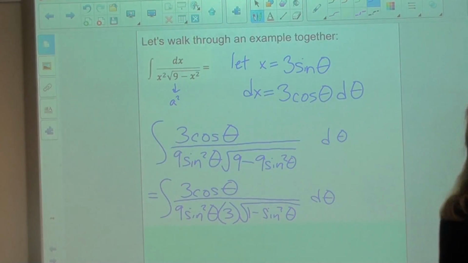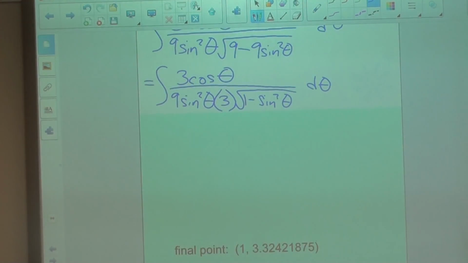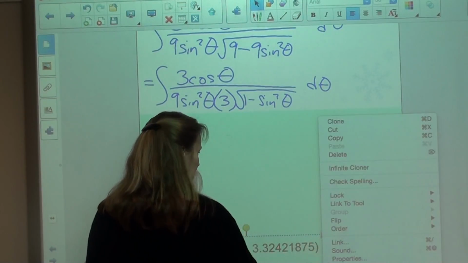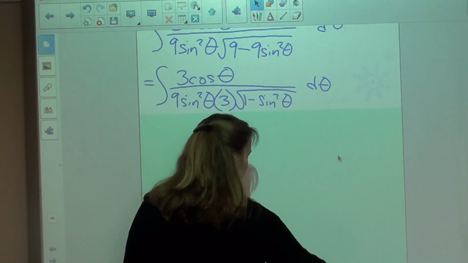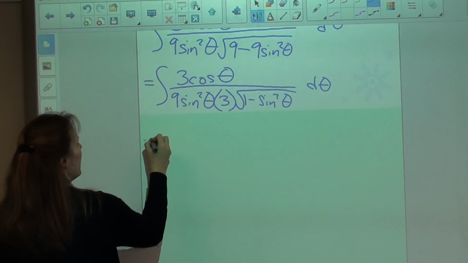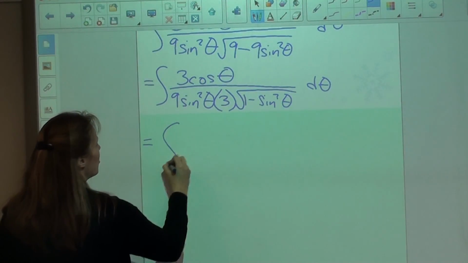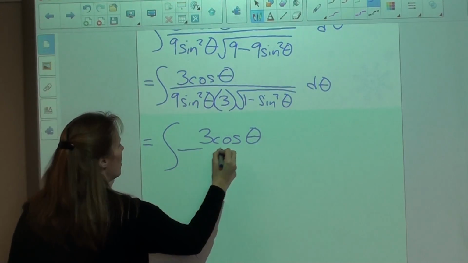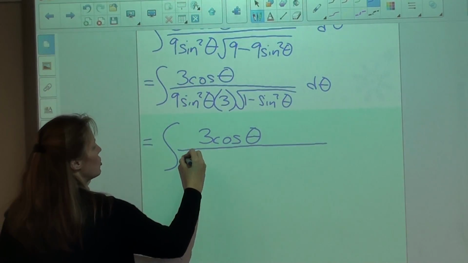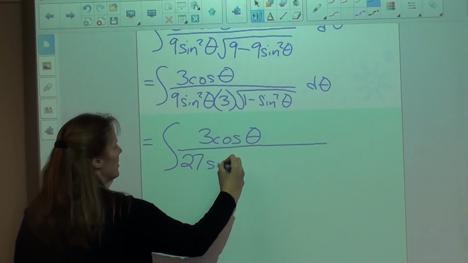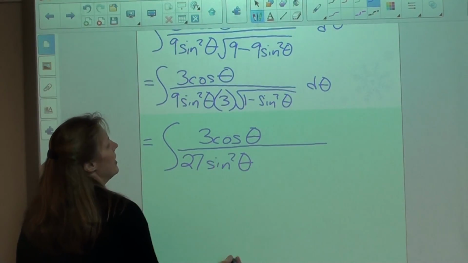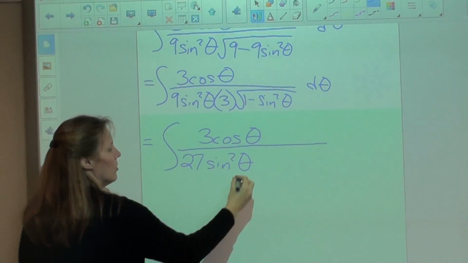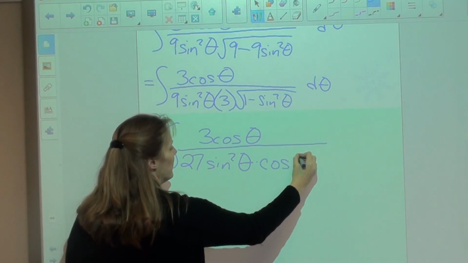All right, so what does 1 minus sine squared equal? Oh, this is leftover from the last presentation that didn't get deleted. All right, so we have integral 3 cosine theta over 27 sine squared theta, and then we have, this is going to be the square root of cosine squared, which is just going to be cosine.